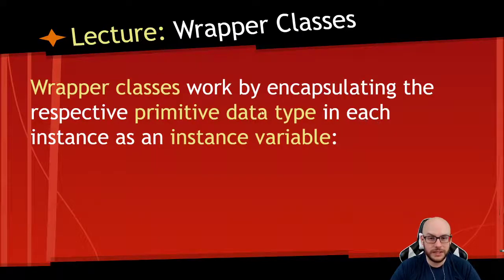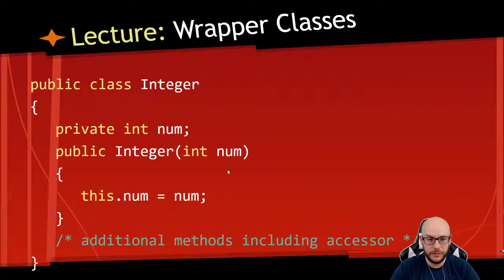These are pre-made. These already exist. They work by encapsulating the respective primitive data type as an instance variable. Right here, we see public class Integer. So we're talking about the Integer wrapper class. Here's a constructor for it. It's going to take in an int, a primitive data type, save it into the instance variable, and there you go. You have an integer, but it's inside of Integer, the object.